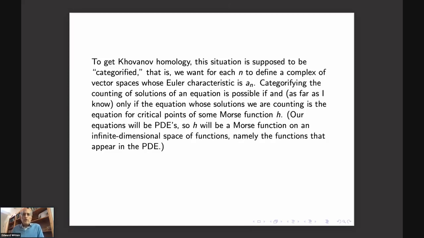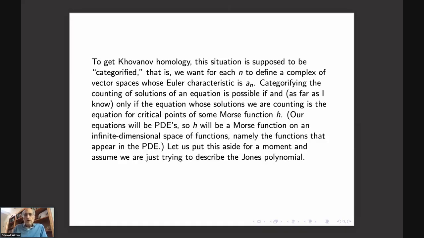So our equations will be PDEs in a certain dimension. So H will be a Morse function that depends on functions in that dimension, the functions that appear in the PDE. And the gradient flow equation of Morse theory will be an equation in one dimension more. But let's put aside categorification for a moment and assume we were just trying to describe the Jones polynomial.